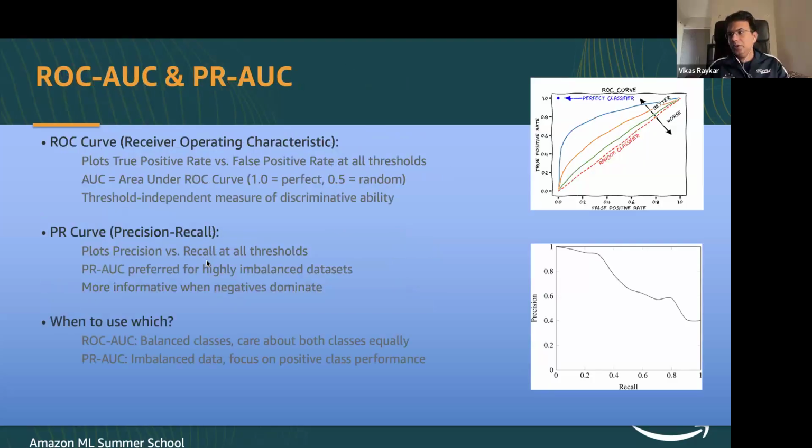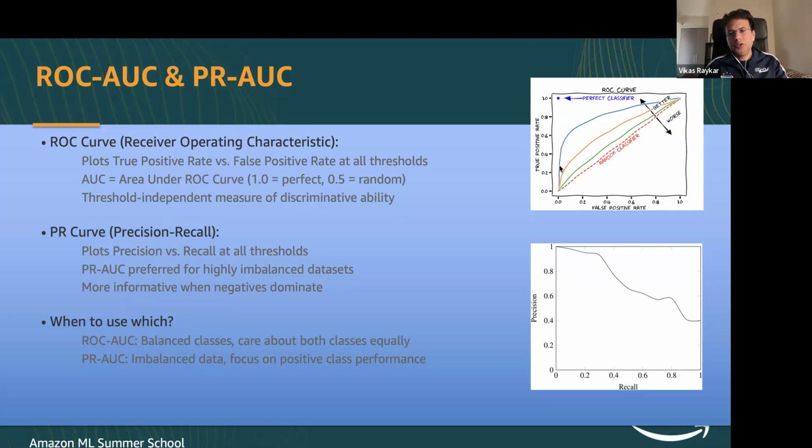So as we discussed, precision and recall depend upon the threshold theta. So one way to quantify the behavior of any model independent of the threshold is what are called ROC curves or PR curves. An ROC curve, also known as a receiver operating characteristic curve, plots the true positive rate on the y-axis and the false positive rate on the x-axis for all thresholds.